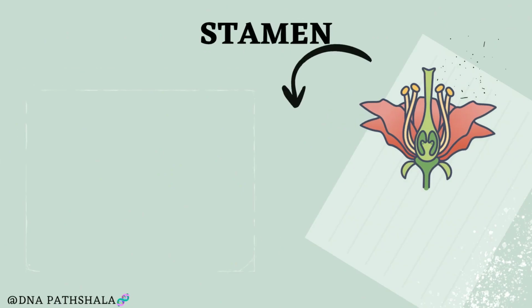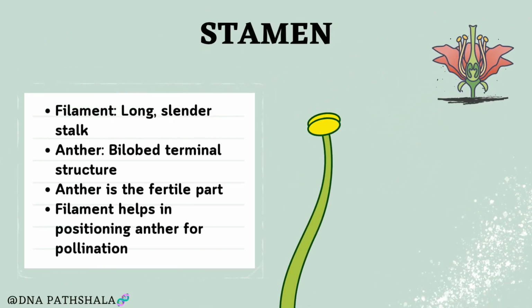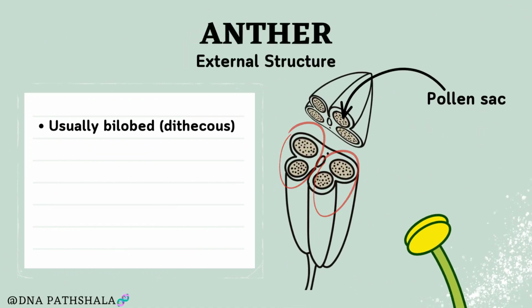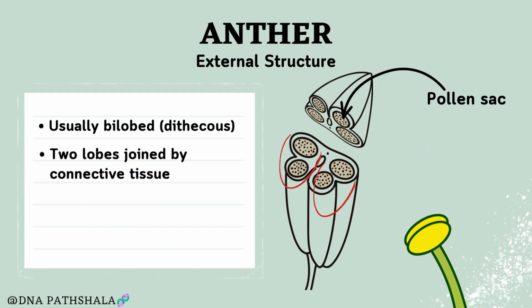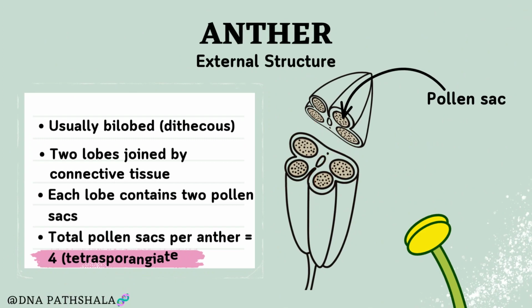Think of it like a stand holding a bulb. Light comes from the bulb, not the stand. Same way, function happens in anther. Anther is usually bilobed, meaning it has two lobes. Each lobe contains two pollen sacs. So, there become totally 4 pollen sacs. That's why it is called tetrasporangiate.